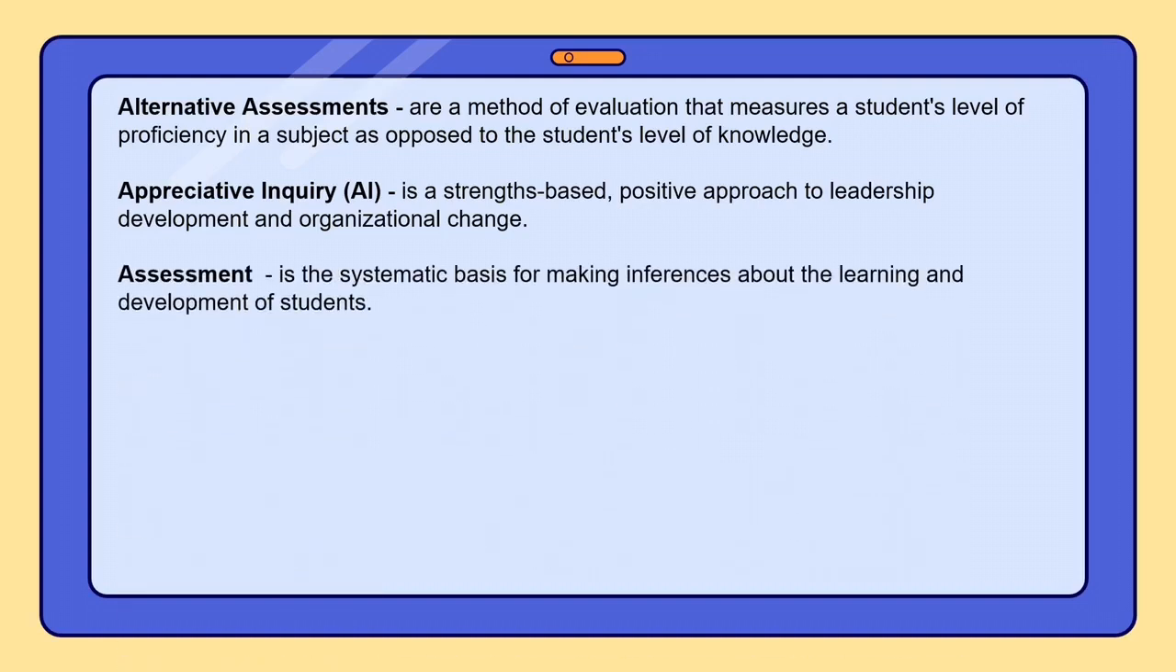Next is assessment. Assessment is the systematic basis for making inferences about the learning and development of students. So, it is also the process of defining, selecting, designing, collecting, analyzing, interpreting, and using information to increase students' learning and development. So, sabi nga ni Sir Ezra, meron tayong formative at summative assessment.